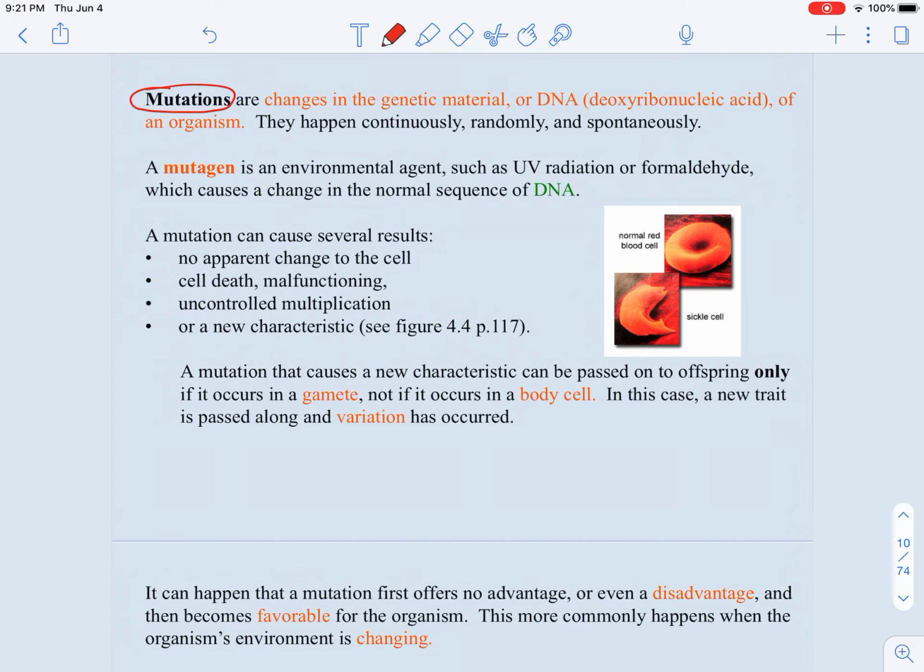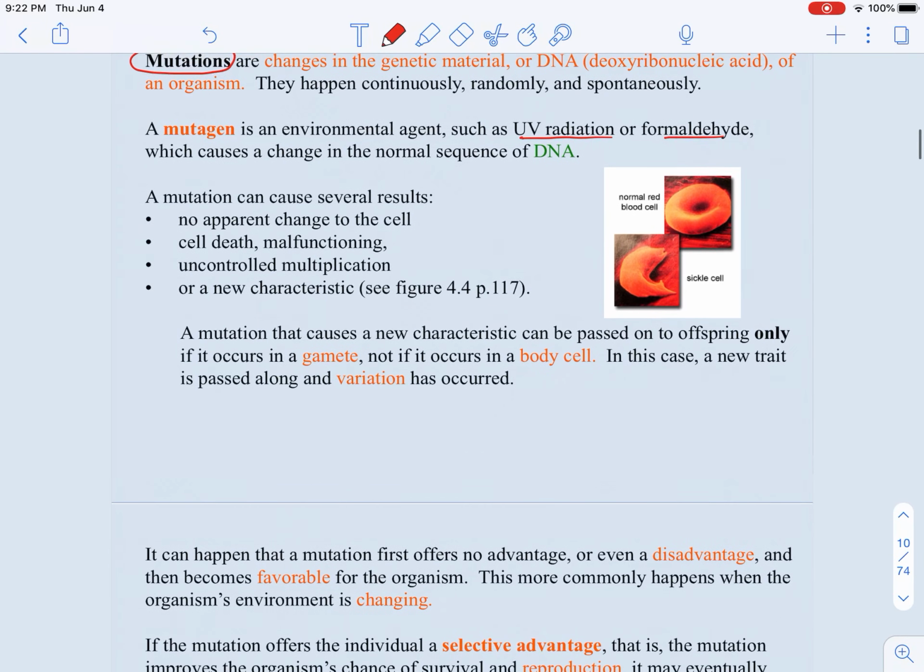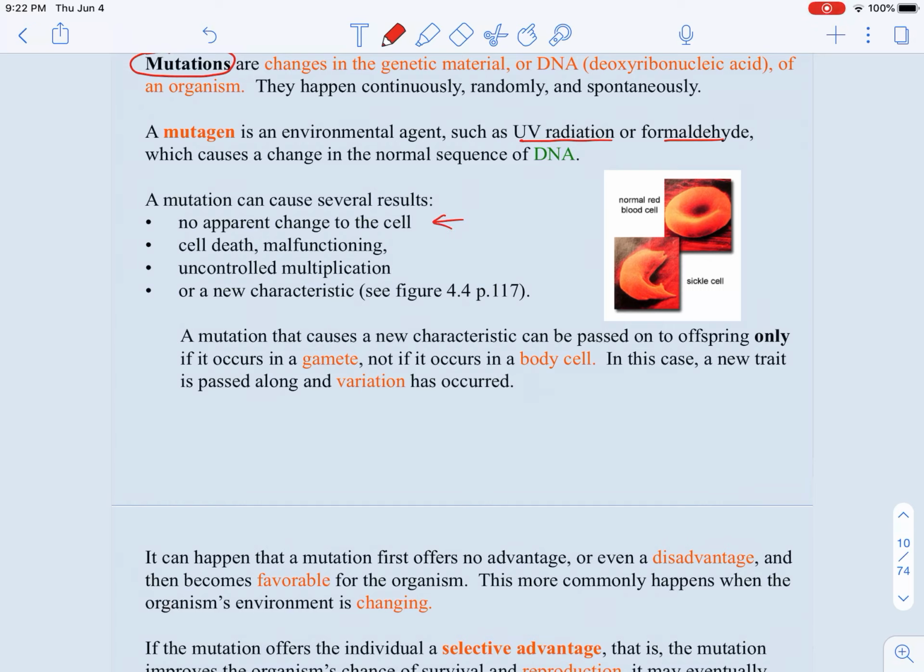So the way that there could be further new combinations or new traits is by mutations, and mutations are changes to DNA or genetic material because of some mutagen that causes a change in the genetic material. So it could be UV radiation or formaldehyde, for example, or some other chemical.